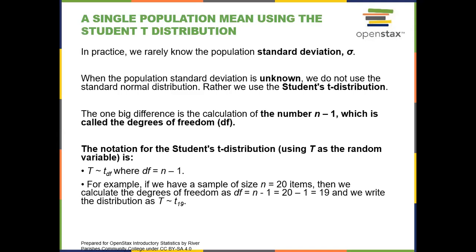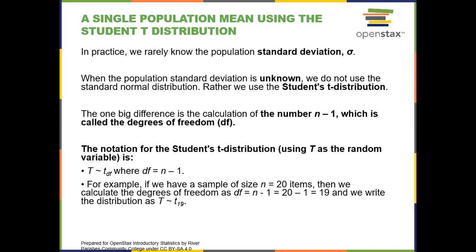But when the sample size is less than 30 and the population standard deviation is not known, then we use the t distribution. There is one big difference in the calculation using the z distribution and the t distribution. Remember, for the t distribution, when we do not know the population standard deviation, we have to take into account n minus 1, which is sample size minus 1, called degrees of freedom. The notation for the student's t distribution, using t as the random variable, is t given by t df, where df is n minus 1.